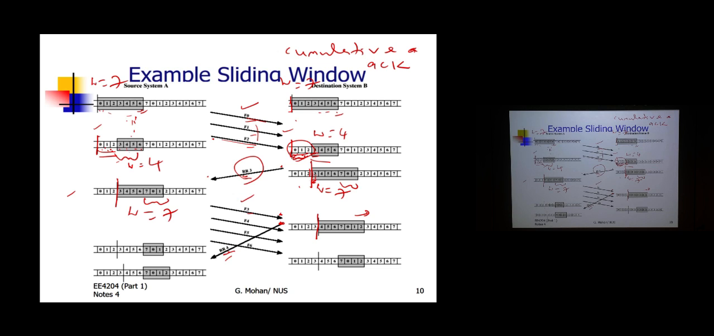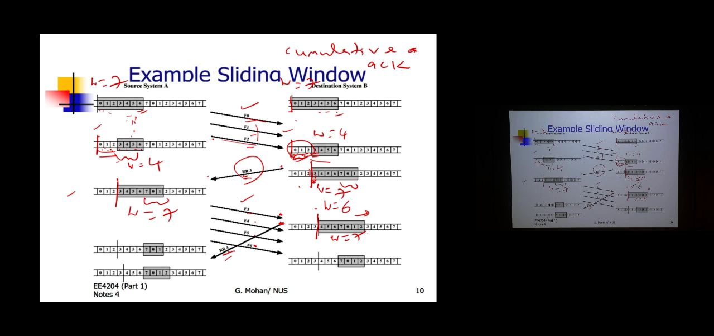Why does it expand by 1? Because RR4 implies that it's acknowledging frame 3 and earlier frames. But according to this state, there are no earlier frames, only frame 3 it has received. Okay? So it implicitly acknowledges only one frame. So it expands by 1. That means W becomes 6, then W becomes 7. Okay. Now this shows the state where 3 more frames are sent. Frame 4, 5, 6.